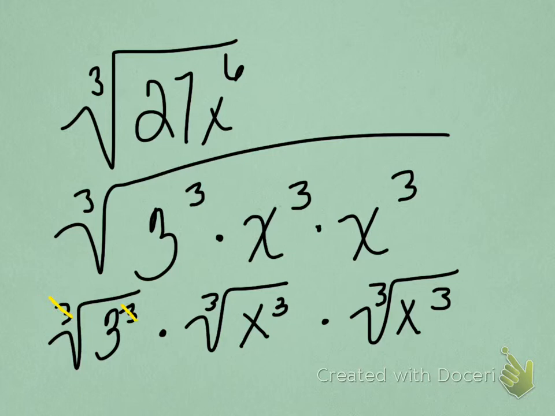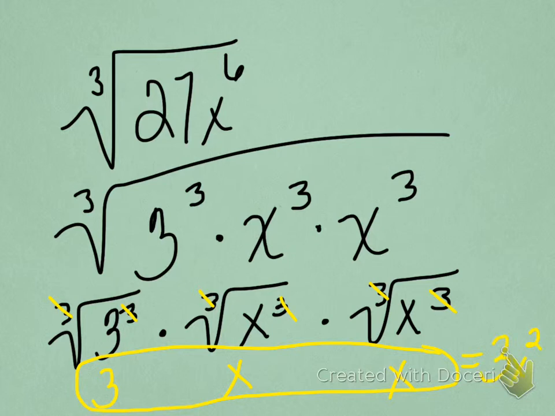So this cancels that out and leaves me with 3. These cancel out and leave me with x. These cancel out and leave me with x, taking all of that out from underneath the radicand. So my answer for this question is going to be 3x squared.